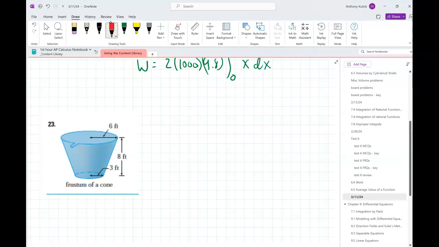So here we have same idea. We have some tank of water and we're trying to pump it out through the spout. Notice the spout is here at the height of the figure. So at any cross section, we have a circle, right? Okay.